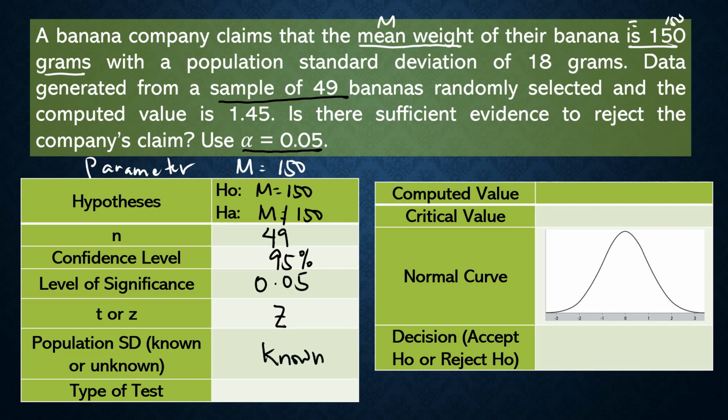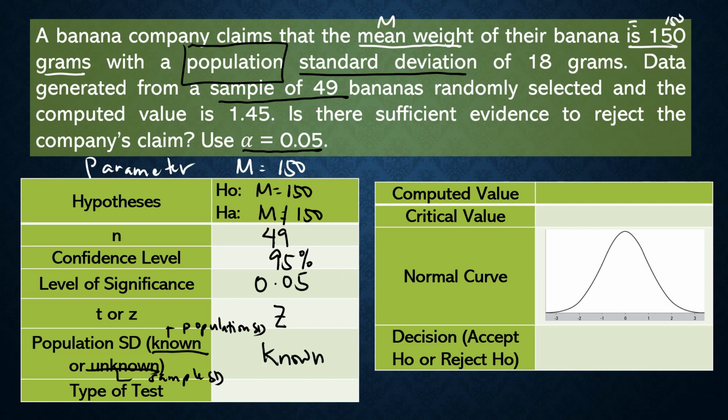How are we going to know if the population SD is known or unknown? It is known if the given standard deviation is the population. But if the given standard deviation is just a sample, automatically the population SD is unknown. Again, I'm going to repeat. It will be known if the given in the problem is the population SD. However, if the given in the problem is the sample SD, it implies that your population SD is unknown. But since in our given problem the given is the population standard deviation, automatically it is known.